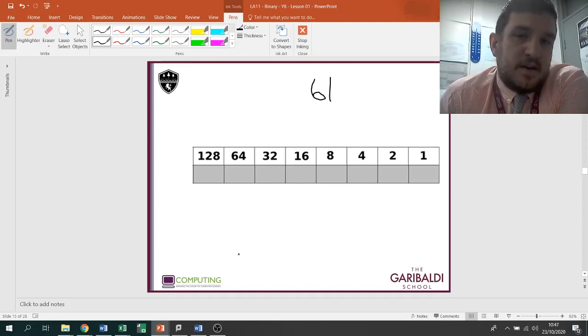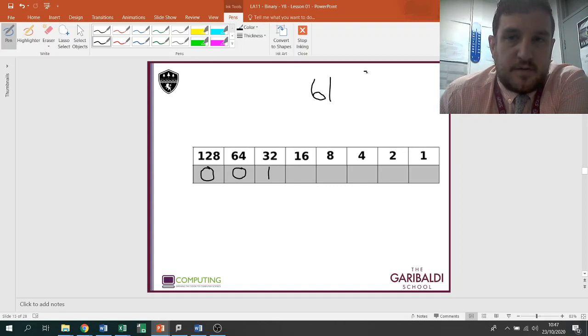On this first column, we've got to look at whether our heading, in this case 128, will fit into our number. 128 is larger than 61, so 61 doesn't fit in, so we put a 0. Next column, 64. 64 is larger than 61, so we put a 0. On the next column, 32, 61 does fit into it, because 61 is bigger than 32, so we write a 1.